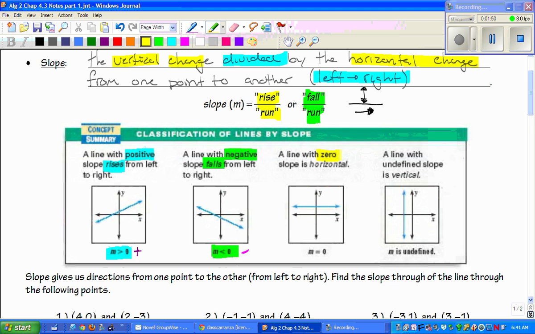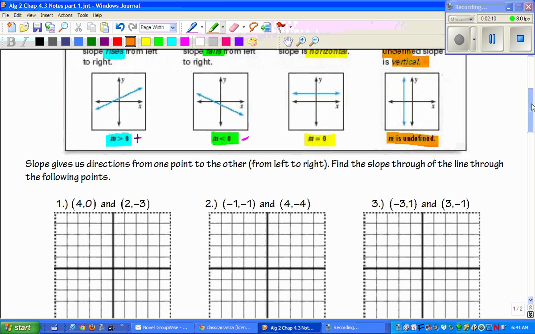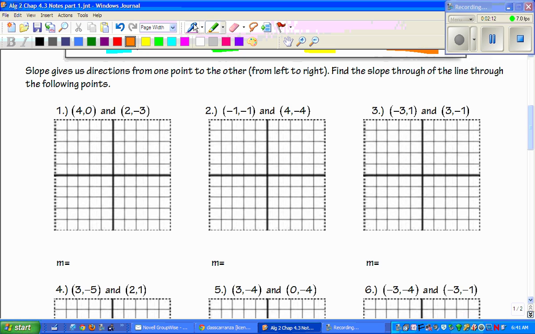All right, our next one is lines with a 0 slope are horizontal. They're straight across, and that's only 0. And the last one is undefined slope, which are vertical, which means they go straight up and down. So those are the 4 types of graphs that we can have. Now, let's go through trying to figure out which one is which.